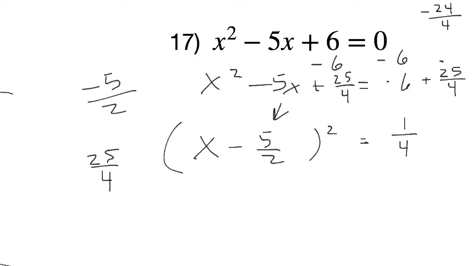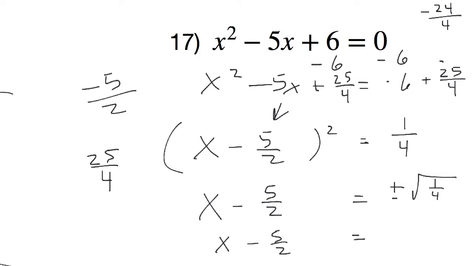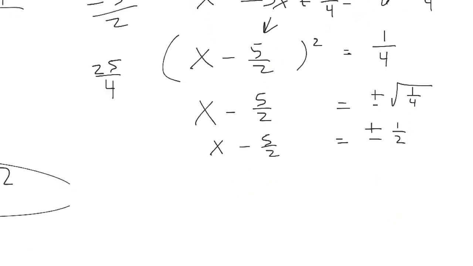Taking the square root of both sides, we get x minus 5 over 2 is equal to plus or minus the square root of 1 over 4. You can actually take the square root of 1 over 4. What number times itself is 1/4? That's 1/2. So x minus 5 over 2 is equal to plus or minus 1/2. Adding 5/2 to both sides.